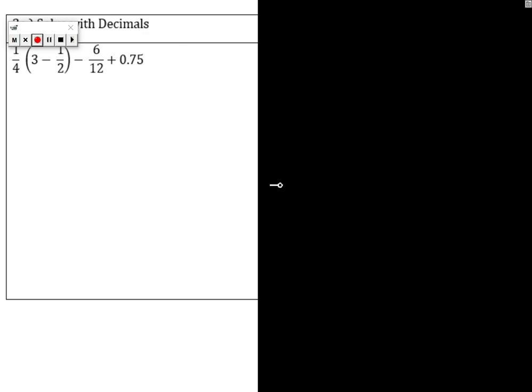My first question is, what would you solve first in this problem? That's right, the first part of this problem would be solving the parentheses. However, I'm noticing in this problem that I might want to switch it all to decimals before I even start that. Right now, switch all the numbers to decimals that you can.